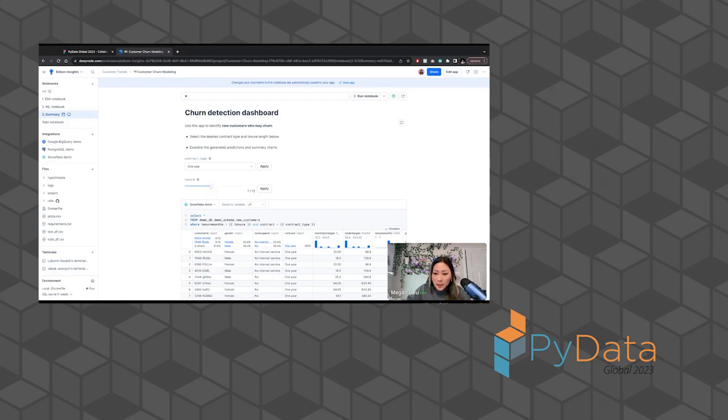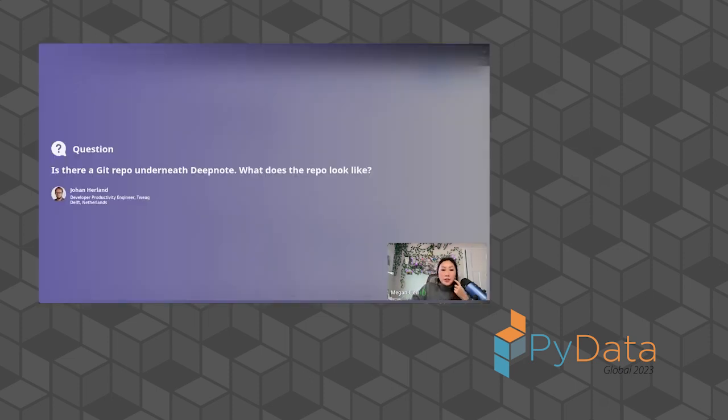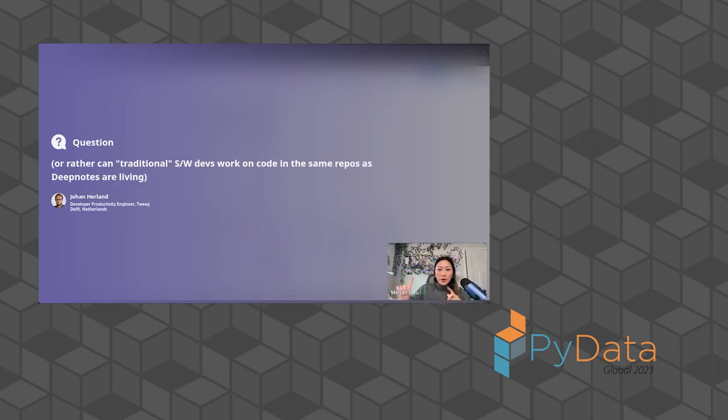Let's see, another question that we have: is there a Git repo underneath DeepNote? So we do have an integration built out with GitHub so that you can easily push your DeepNote notebooks to GitHub as well. In terms of the specific repo, though, I would have to dig that up.